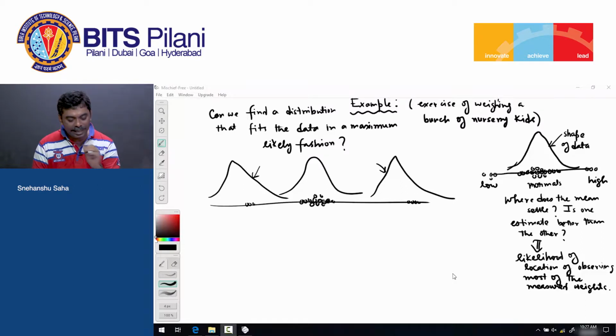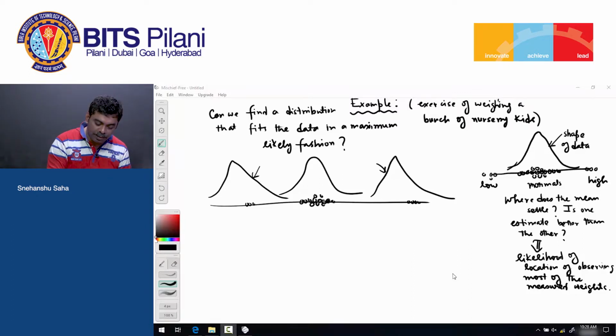So the idea is, from a bunch of numbers, from a bunch of measurements which lie on the horizontal line, you're actually projecting it up. You're projecting it up in such a way that you are able to localize the mean and the standard deviation to the peak of the curve, right? So that's the whole idea.